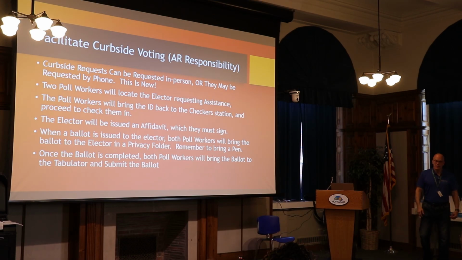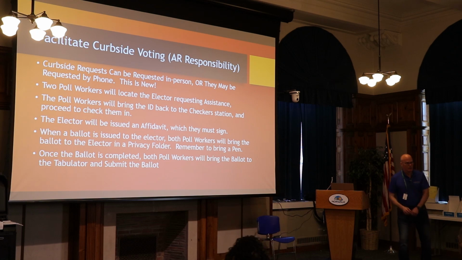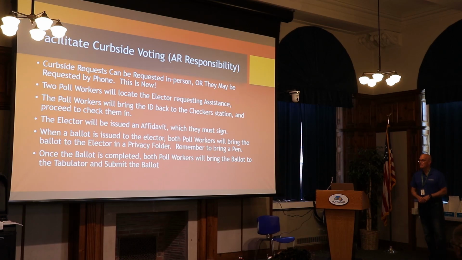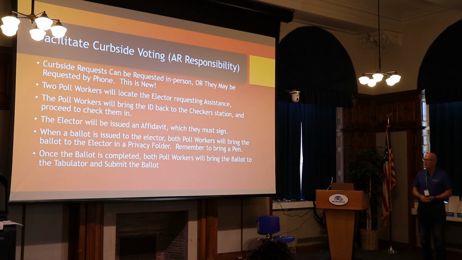I believe that there's 1 person from each party who goes out to curbside. Even if we know they're a Democrat or we know they're a Republican, we still send people from each party out just to make sure it's impartial. So 2 poll workers will go out. Poll workers will bring the ID back to the checker station where the checker will check them in just like normal.